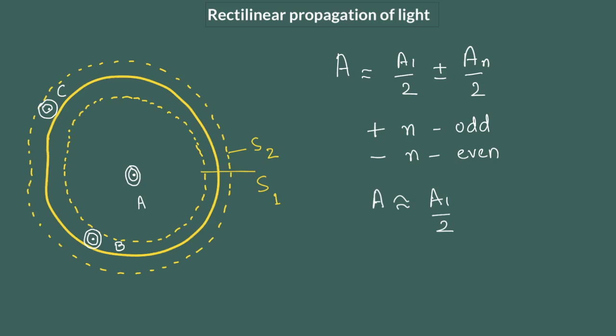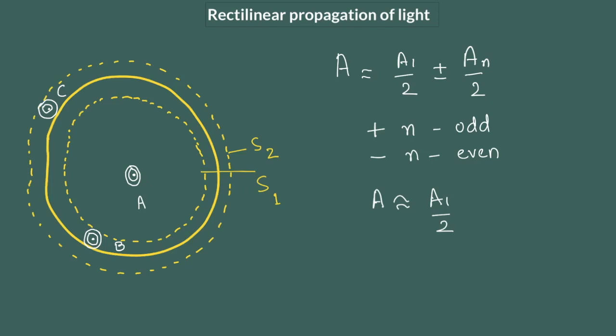In this video, we are going to discuss rectilinear propagation of light on the basis of Fresnel's half-period zone theory. In continuation to the previous video, where the total amplitude due to the entire wavefront can be given by a1 by 2 plus or minus an by 2. So, if n is odd, it will be a1 by 2 plus an by 2. If it is even, it would be a1 by 2 minus an by 2.